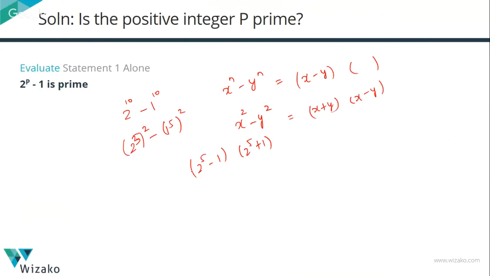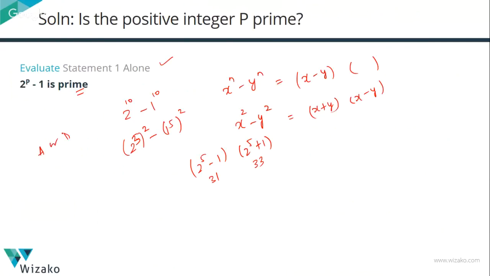Will this number ever be a prime number? 2 power 5 minus 1 is 31, 2 power 5 plus 1 is 33. So 31 into 33 is going to have factors 31, 33, 1 and some other numbers. So if p is a composite number, it will end up splitting in this way so that this can never be prime. Unless p is a prime, the resultant value cannot be a prime number. So if 2 power p minus 1 is prime, we can immediately conclude that p is prime. Statement 1 alone is sufficient.